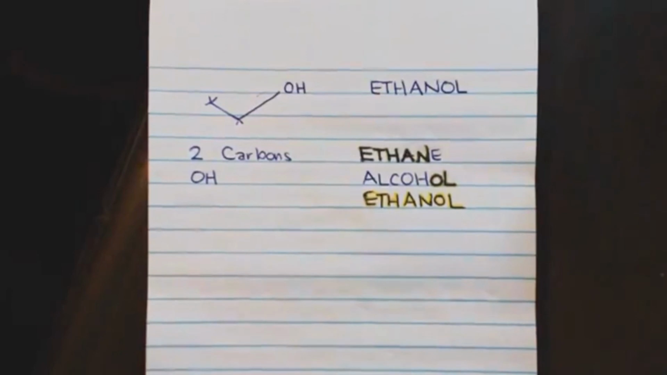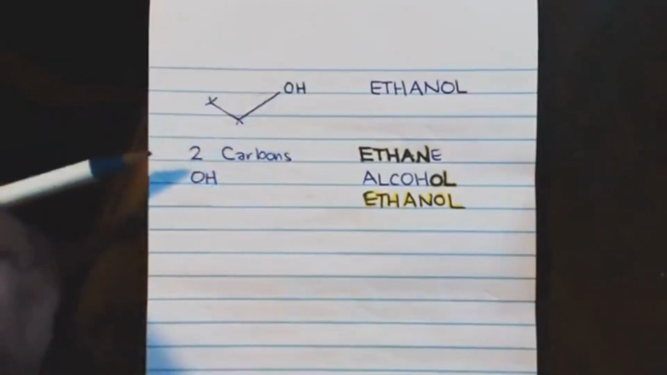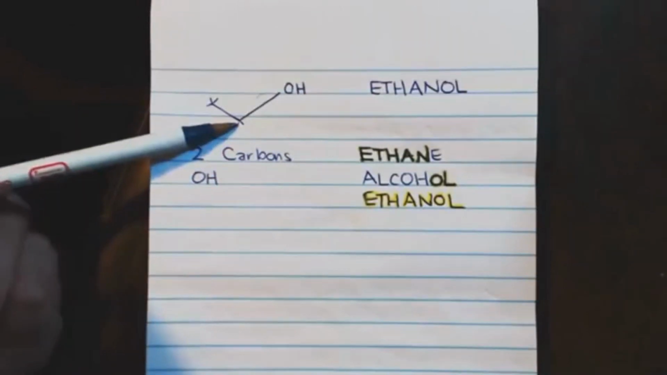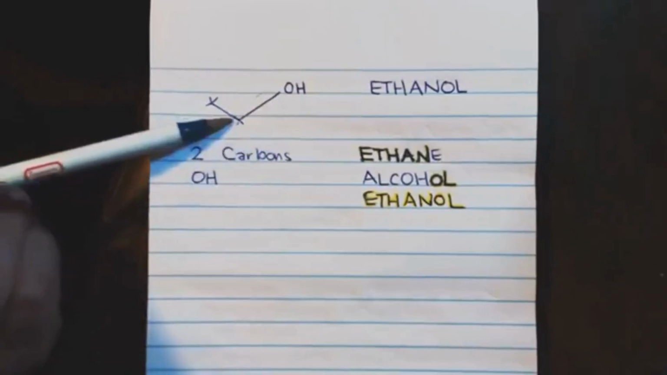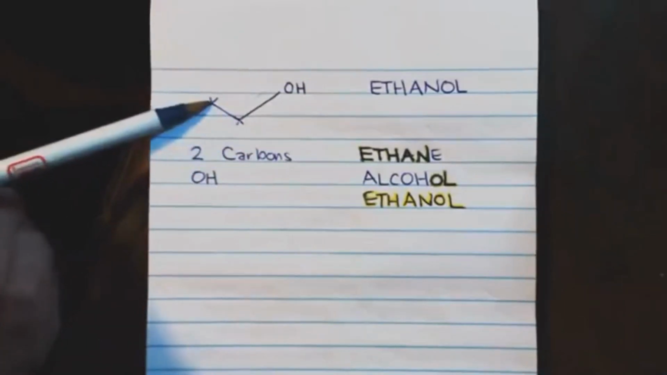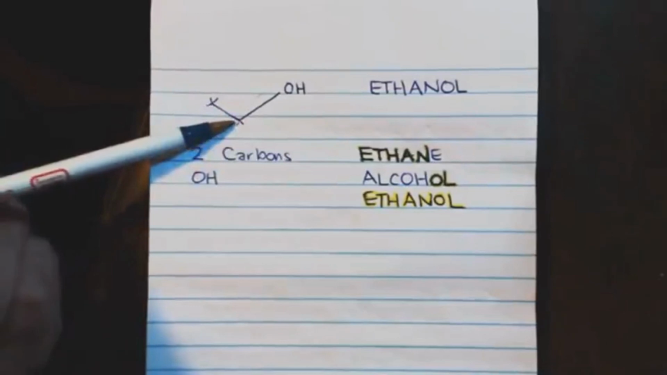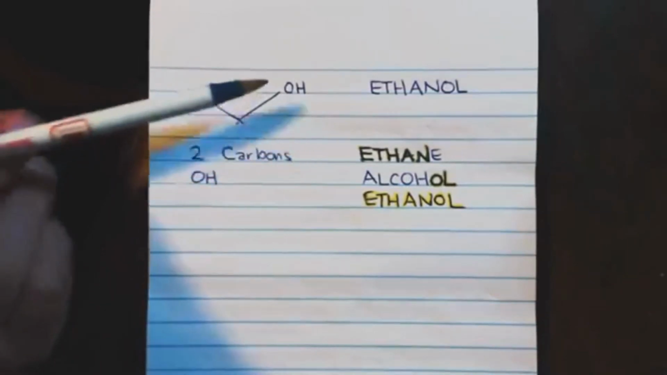That's why it's called ethanol. And this is a primary alcohol. Why? Because the OH is attached to a primary carbon, meaning the carbon is at the end. Primary means one, right? It's number one. So how many carbons is this attached to? One carbon. So it must be primary. So if this carbon's primary, this alcohol is primary.